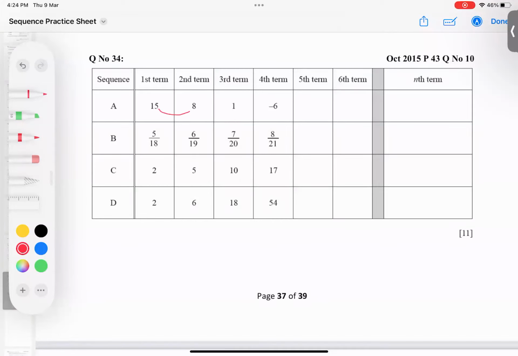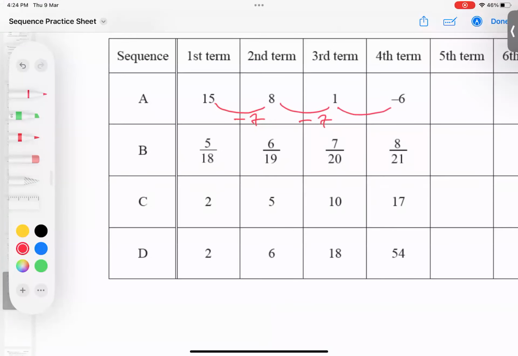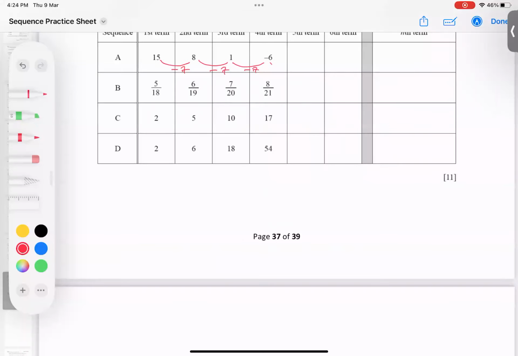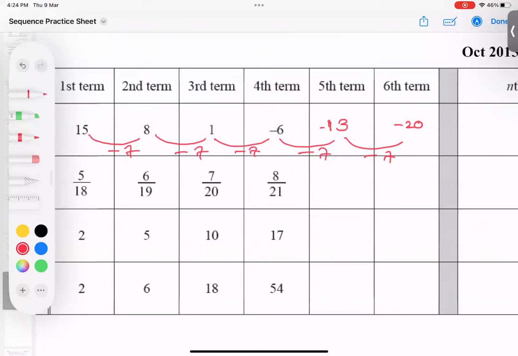Look here, -7, -7, -7. Okay, so it means the sequence goes down by -7 each time. And what about this? -7. So this becomes -13, and then this becomes -20. So I hope the point is very clear.